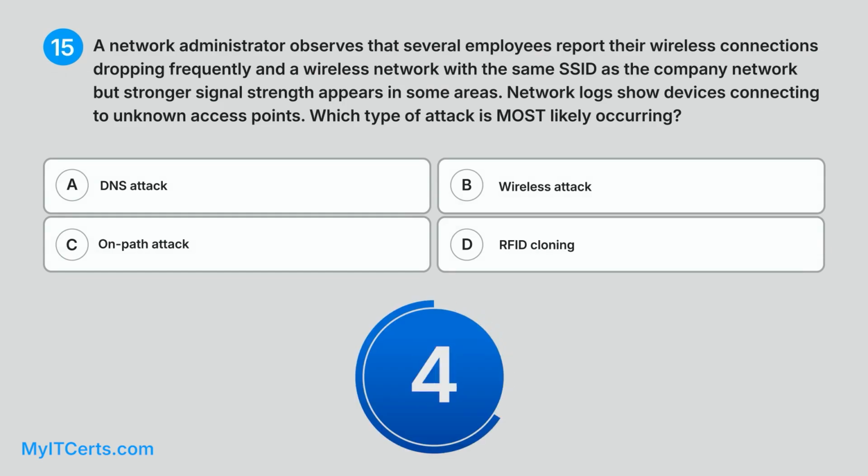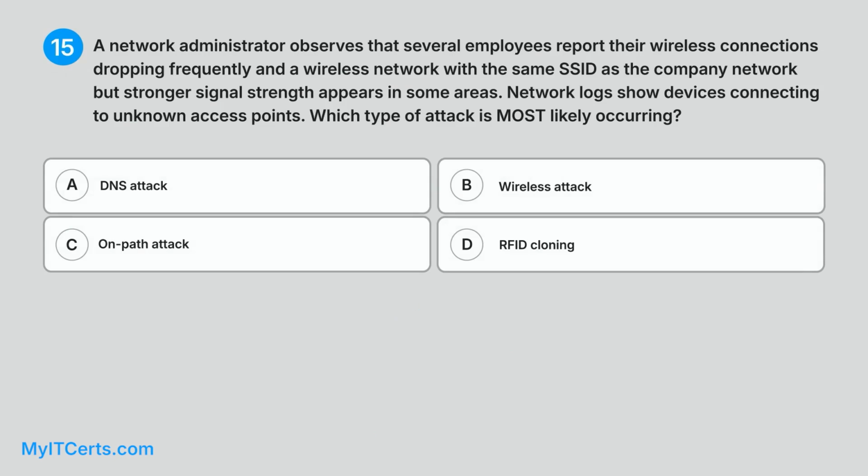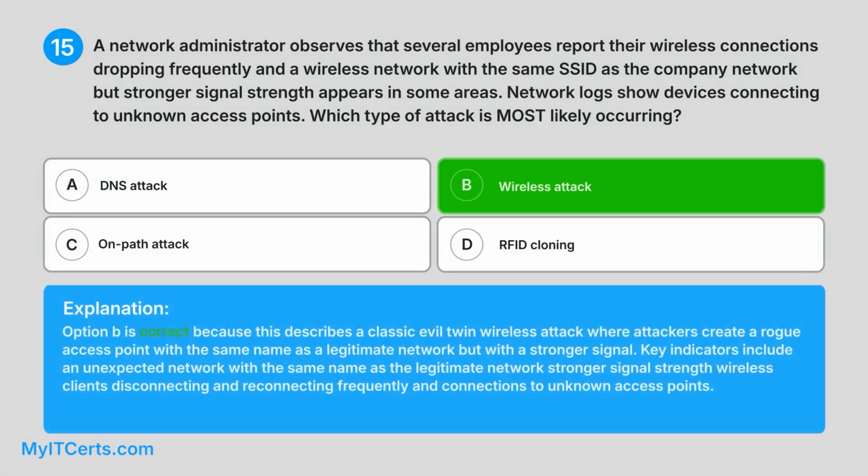Can you guess the answer? Correct answer, B. Wireless attack. Explanation. Option B is correct because this describes a classic evil twin wireless attack where attackers create a rogue access point with the same name as a legitimate network but with a stronger signal.